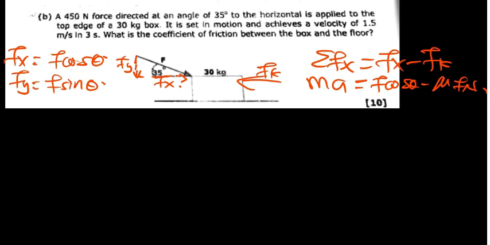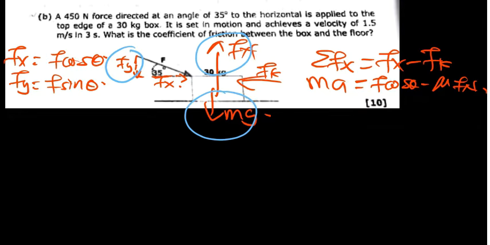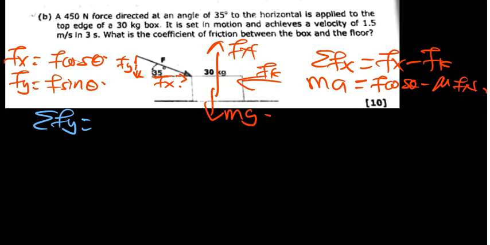In this case, we know that the normal force is directed upward, and the weight force is directed downward, which is mg. So how many forces do we have in the y direction? We have three forces: this force pointing downward, this force pointing upward, and this force pointing downward. So the summation of all the forces in the y direction is the normal force pointing upward, minus Fy pointing downward, minus mg pointing downward. Since this object is not moving in the y direction, the net force is 0.